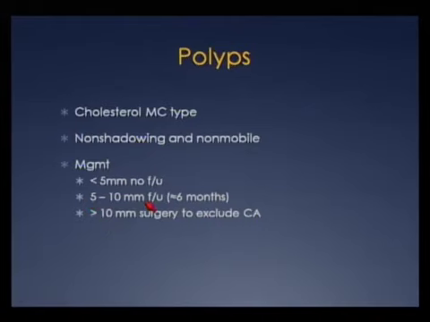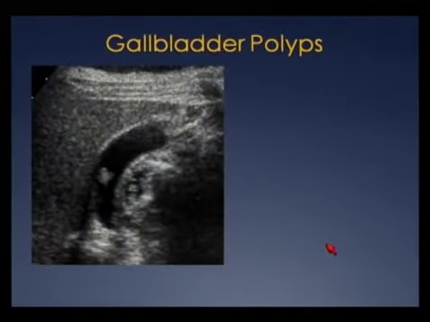Polyps 5 to 10 millimeters, it's variable. Some radiologists don't follow these patients up. A lot of us will follow the patient up once, maybe in like 6 months, to make sure that the polyp is stable. However, if you see a polyp that's greater than 1 centimeter, you should send the patient for surgical consultation, because they may opt to operate or have a more stringent follow-up regimen.